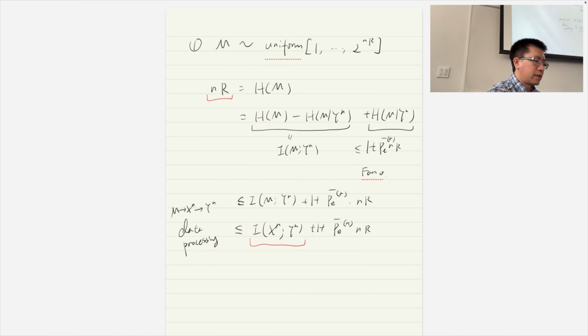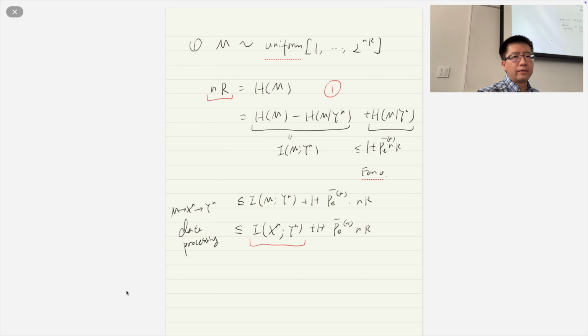Okay. Now let's summarize a little bit. Let's see how we can do this, right? The first step is that we need to connect NR to the entropy. So this is the first step, like what we did in the source coding, right? Very similar steps here. So first, we need to connect the rate to the entropy, right?